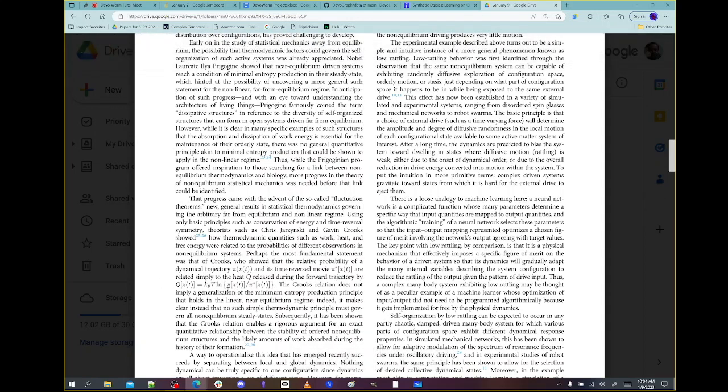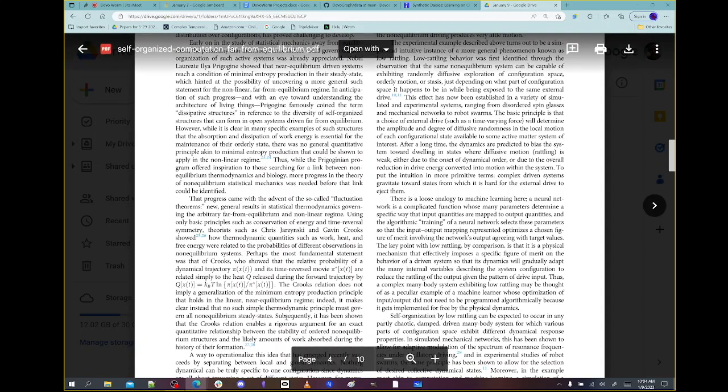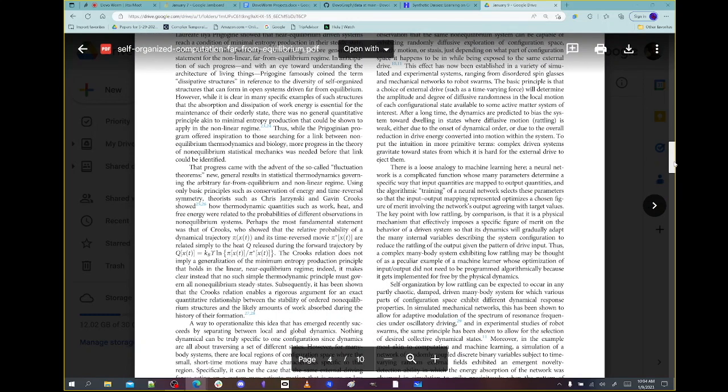The Crooks relation does not imply a generalization of the minimum entropy production principle that holds in linear non-equilibrium regimes. Indeed, it makes clear instead that no such simple thermodynamic principle must govern all non-equilibrium steady states. So this is a rigorous argument for an exact quantitative relationship between the stability of ordered non-equilibrium structures and the likely amounts of work absorbed during the history of their formation. So you can actually get a sense of the thermodynamic work being done in these ordered non-equilibrium structures.